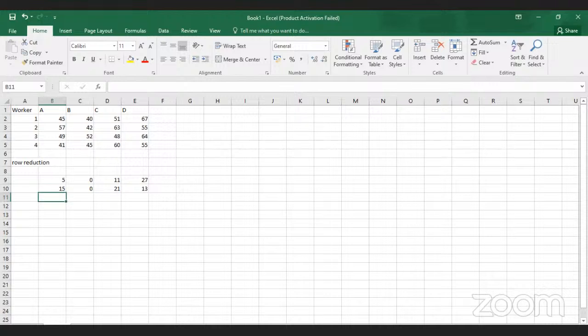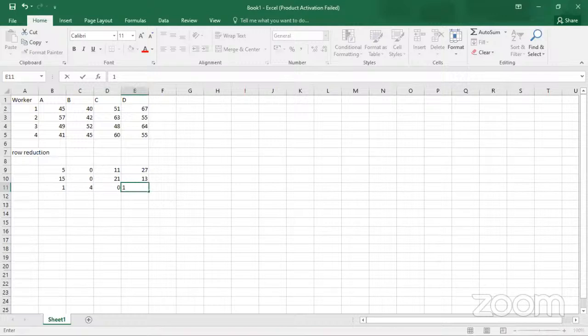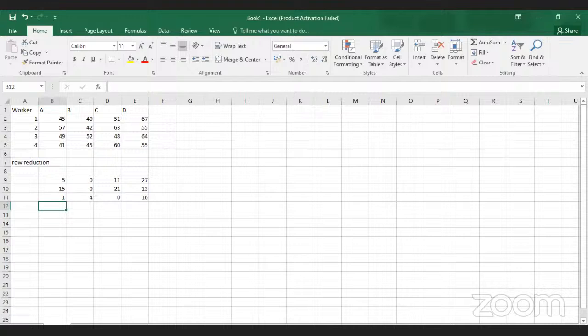The least is 48. So I get 1, 4, 0, 0, 16. Fourth row also, I want minimum one 0. So I get 0, 4, 19, 14. Is the row reduction step clear?